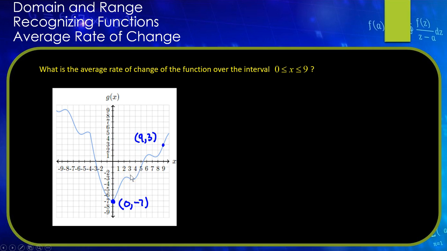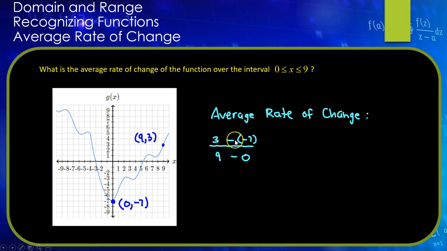Now, as mentioned on the Khan Academy videos, and although we haven't focused a whole lot of attention on the concept, the average rate of change is another name for slope. I'm looking for the slope between these 2 points. So when I calculate the average rate of change, I take the 2 y values and subtract them, and divide that by the 2 x values being subtracted in the same order. I can either do 3 minus negative 7 over 9 minus 0, or negative 7 minus 3 over 0 minus 9. It really doesn't matter which way you do it. I chose the first way.